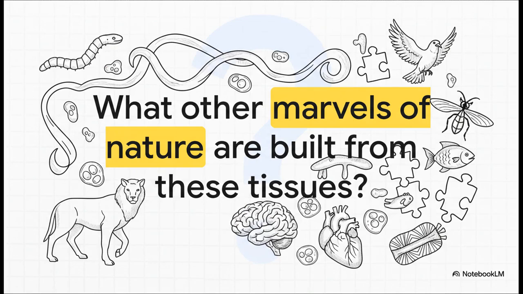So there you have it. Whether it's a worm, a wolf, or a whale, the blueprint is the same. 4 fundamental tissues, assembled in endless, incredible combinations. It's really nature's ultimate example of how simplicity can give rise to just breathtaking complexity. So the next time you look at any animal, including the one in the mirror, take a second to think about the elegant, invisible architecture that makes it all possible.